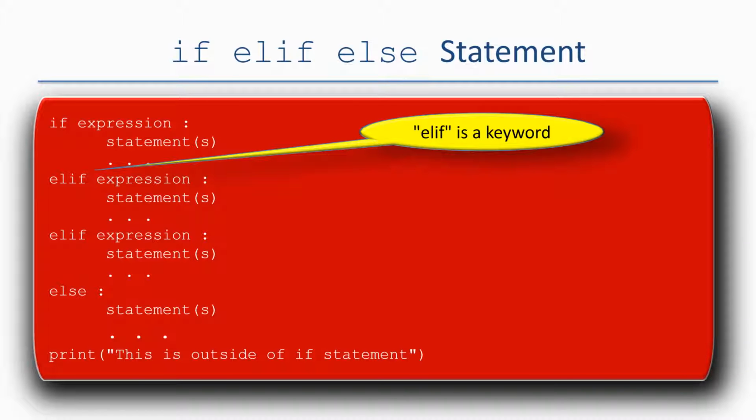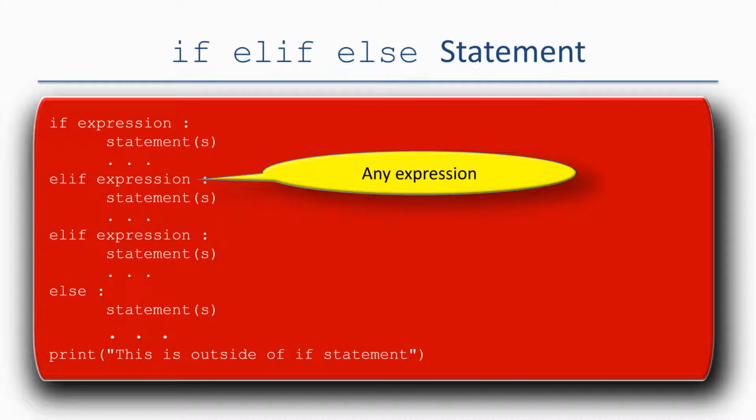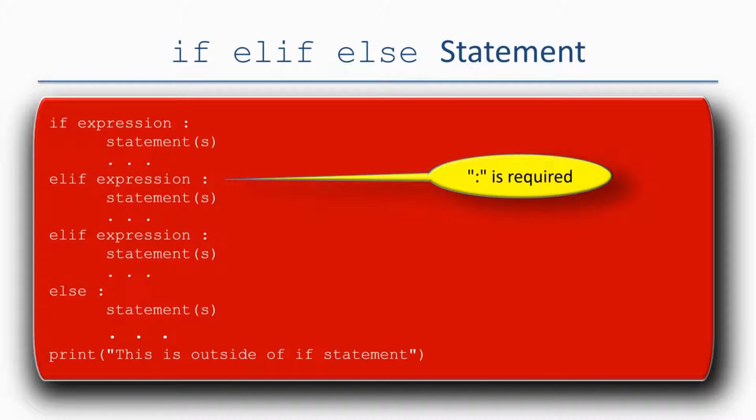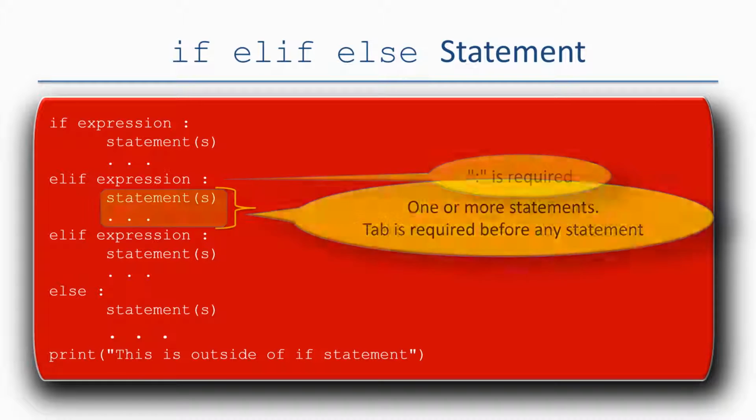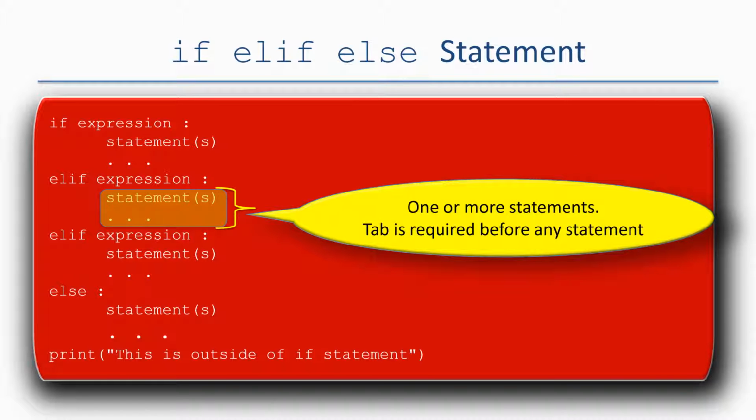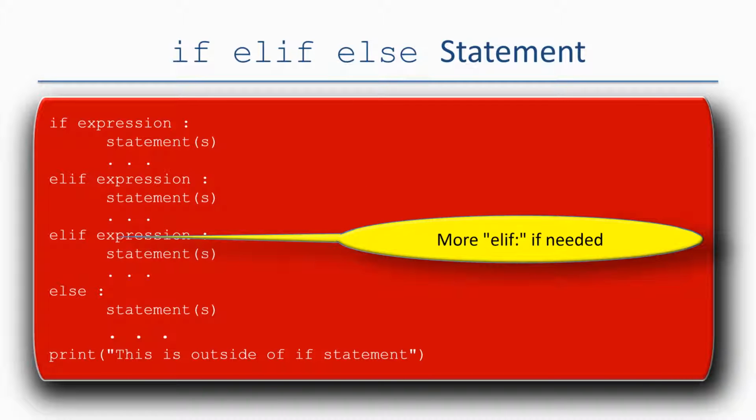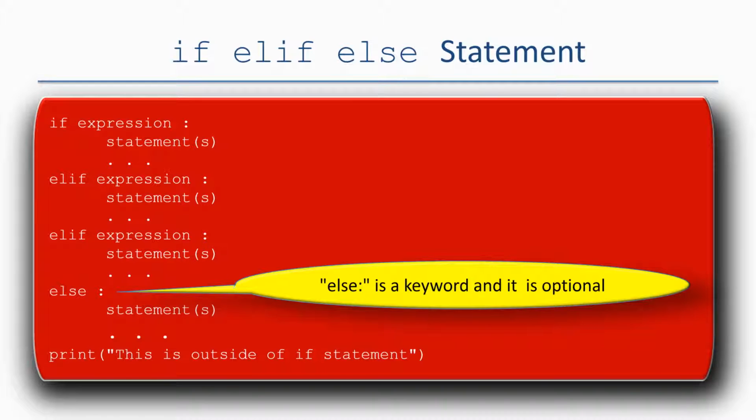This if statement can be followed by one or more statements, and tab is absolutely required. Then you can have an elif, which is again a keyword. Then it is followed by any expression which evaluates to true or false, again followed by a colon, followed by one or more statements, and tab is again required. Then you can have more elif statements if needed, which follow the same format. Then at the end you have the else keyword, which is optional, and of course it is again followed by a colon.